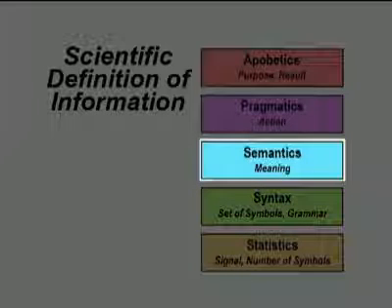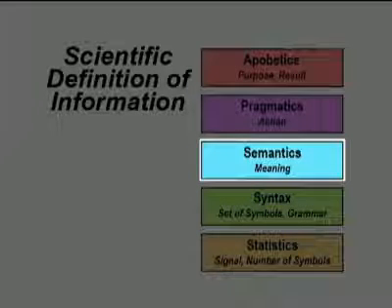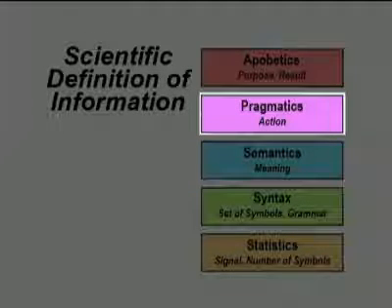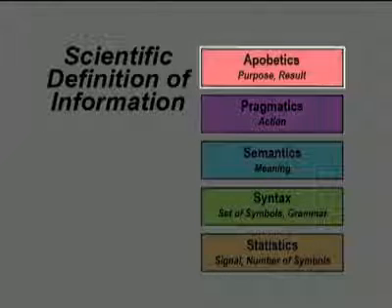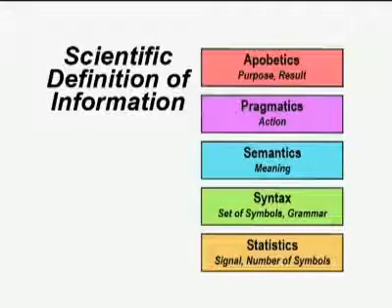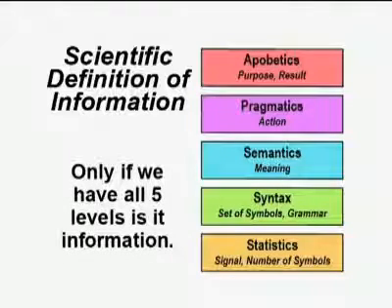But the most important thing is the semantics. What does it mean? We come to the 4th level of information, it is pragmatics. We have seen a few machines which are working under the condition of information, and that is the pragmatic level, the action. And the highest level of information is the purpose, the result, and the name I gave it is apobatics. So, if we find in an unknown system all the 5 levels of information, then we are sure it is a system with information.